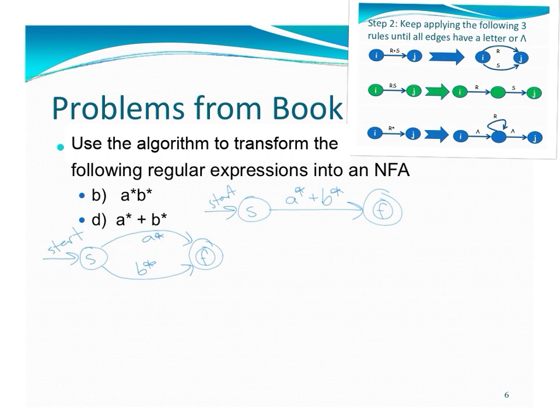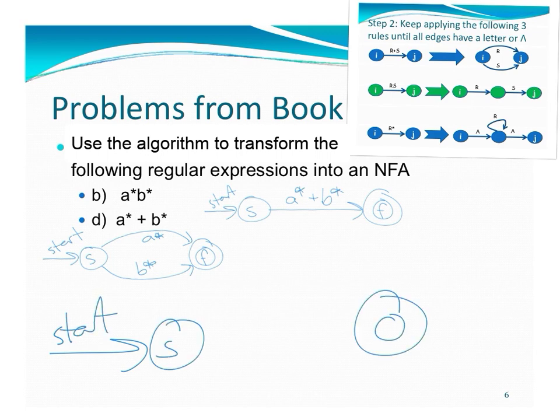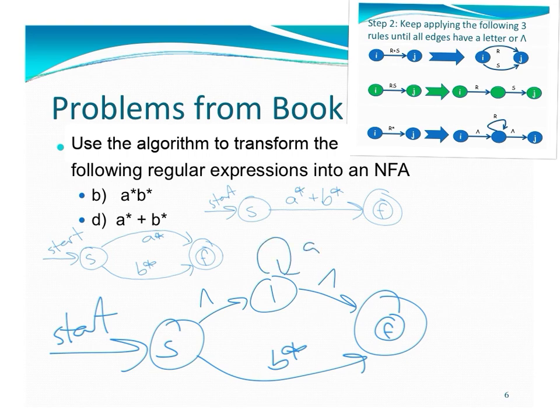So we'll copy everything except for that transition. So there's my start and my F and my B star. And of course we're going to apply this star rule. So we will have a lambda to a state 1 and a lambda leaving state 1 with an A loop. And still not fully reduced because we have that B star.